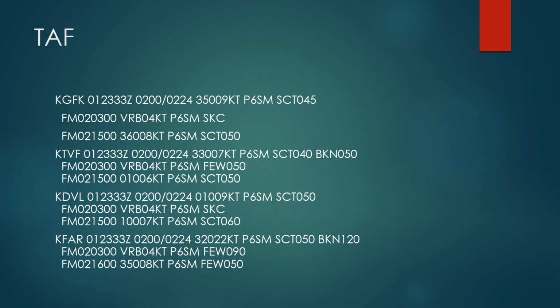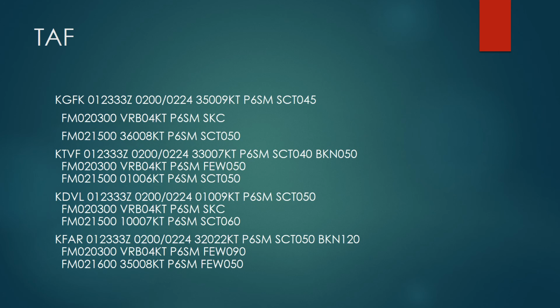And looking at some of the TAFs in the nearby area, Grand Forks is predicting at 0300 Zulu, winds variable at 4, visibility plus 6, skies clear, and at 1500, wind 360 at 8, plus 6, and scattered at 5,000. Thief River Falls predicting at 0300, pretty similar conditions, variable at 4, plus 6 miles, and few at 5,000. 1500 will be 010 at 6 knots, scattered 5,000.